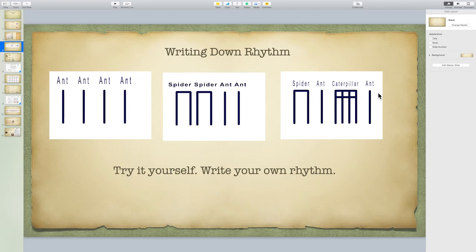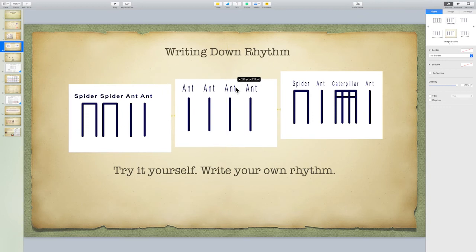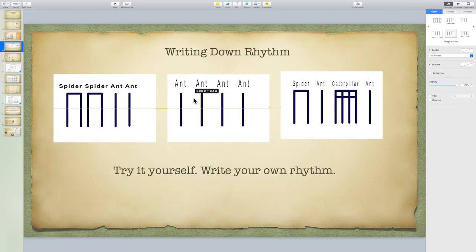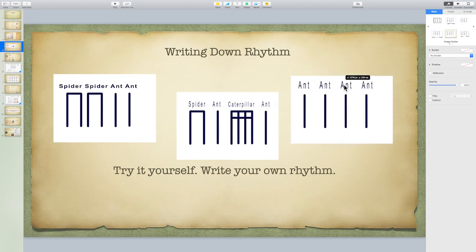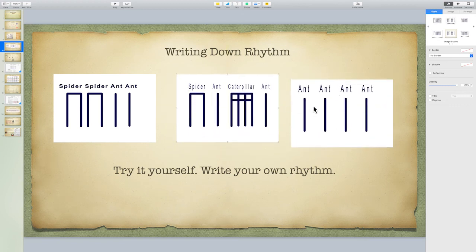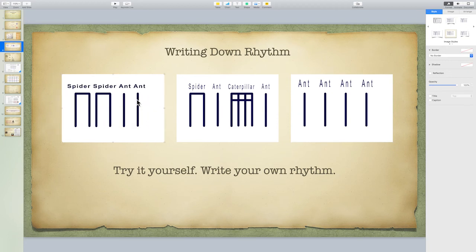So you could write your own rhythm on a piece of paper somewhere, and then you can write them with the ants, or you could write them with the lines, either or both. So then you could swap them round. So I'm going to swap these round. In fact, like this. In fact, I'm going to swap that one round as well. You can swap individual notes around, but I've only got them in these boxes. So now it would sound like this. Spider, spider, ant, ant, spider, ant, caterpillar, ant, ant, ant, ant, ant. And that's my little rhythm.